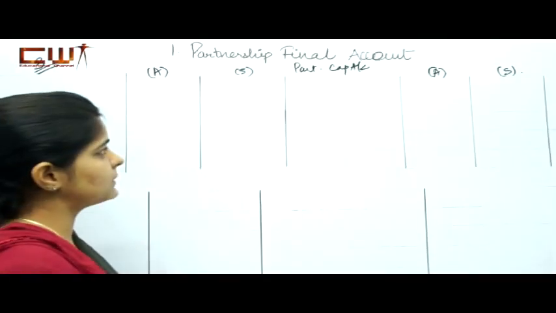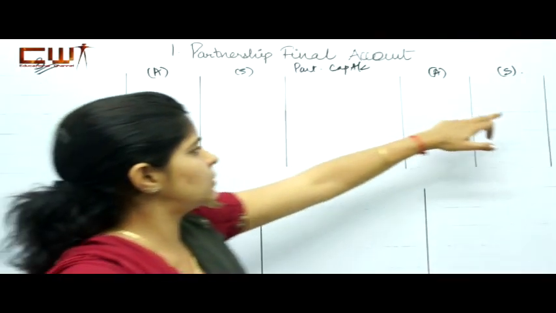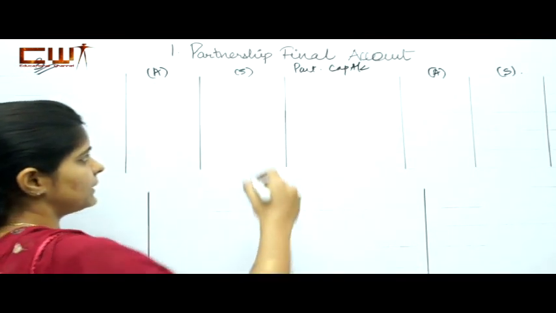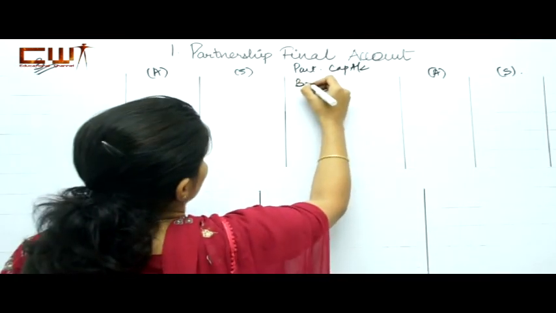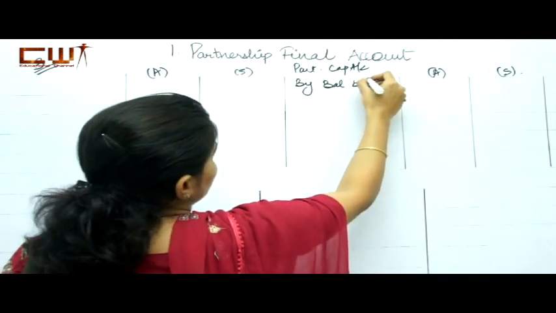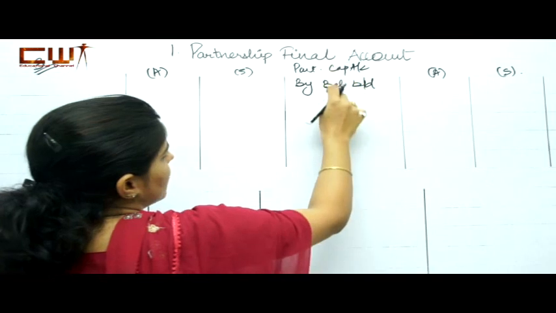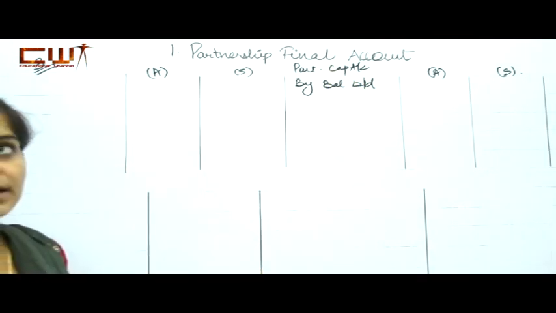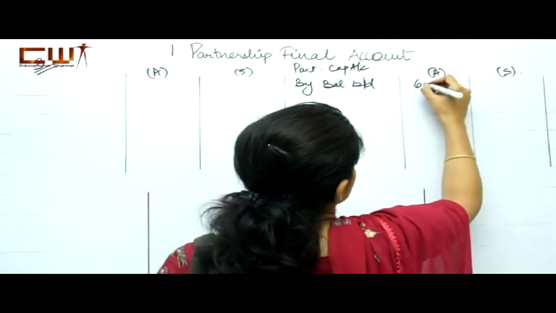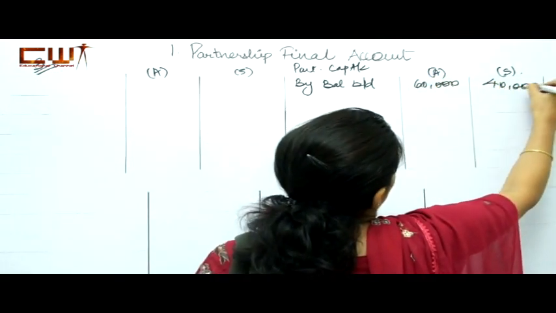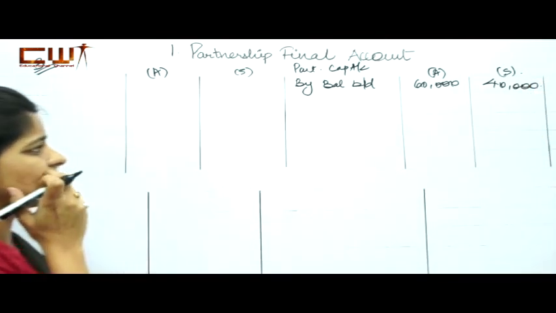We will make the partners capital account of Amit and Shubham. This is credit side and debit side respectively. Now first we will write the balances, that is the money they have contributed in the business. So by balance brought down, right? You cannot write capital account because that's the account you are preparing. You cannot mention the name of the account which you are preparing. So how much capital they have put in the business? 60,000 Amit has put and 40,000 has been put by Shubham. So that is the initial capital.